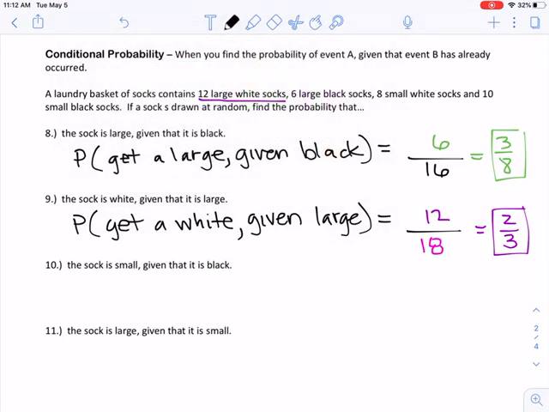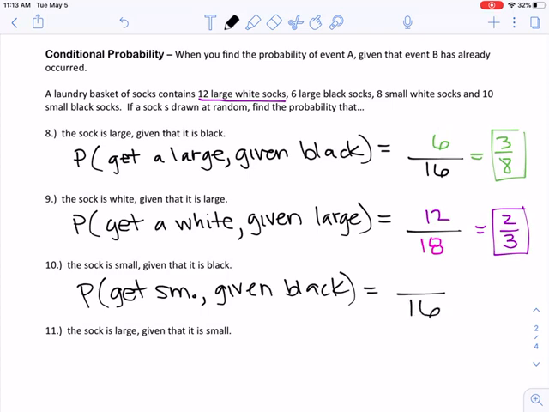Number 10, we want to find the probability that the sock is small given that it is a black sock. So the probability that we get small given it's a black sock. Given that it's a black sock, just like in number 8, there are 16 black socks. I want the probability that it's a small black sock. If I take a look at my small black socks, there are 10 small black socks. And 10 out of 16 reduces down to 5/8.